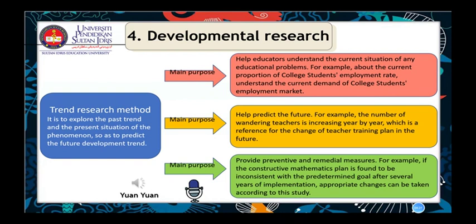Third, provide preventive and remedial measures. For example, if it is found that the constructive mathematics plan is inconsistent with the predetermined objectives after several years of implementation, it can be changed appropriately according to this study.